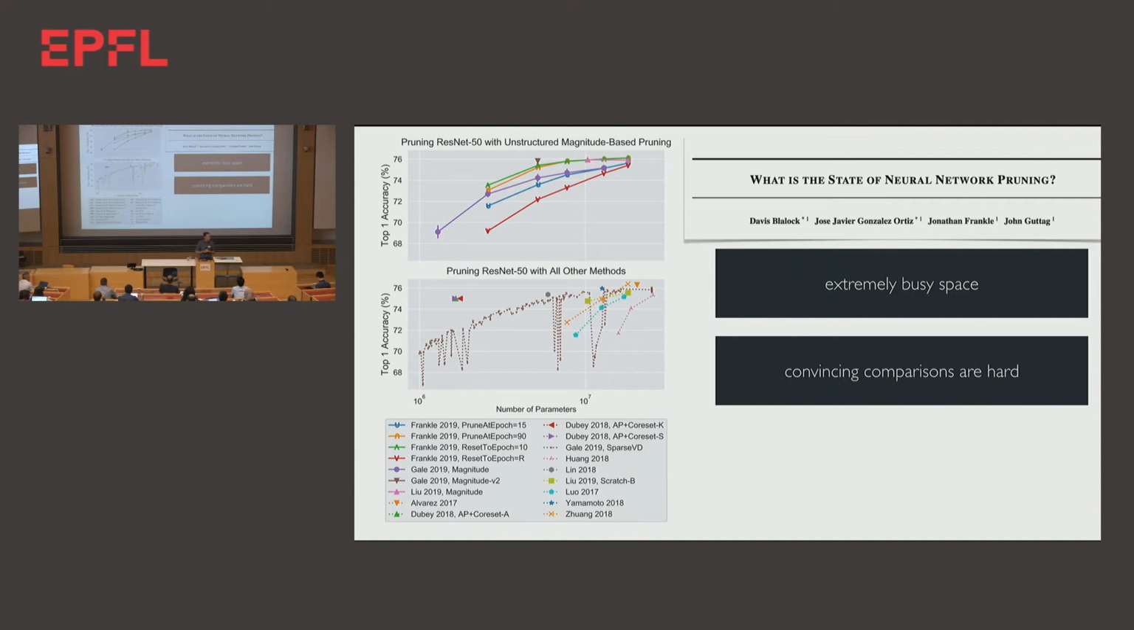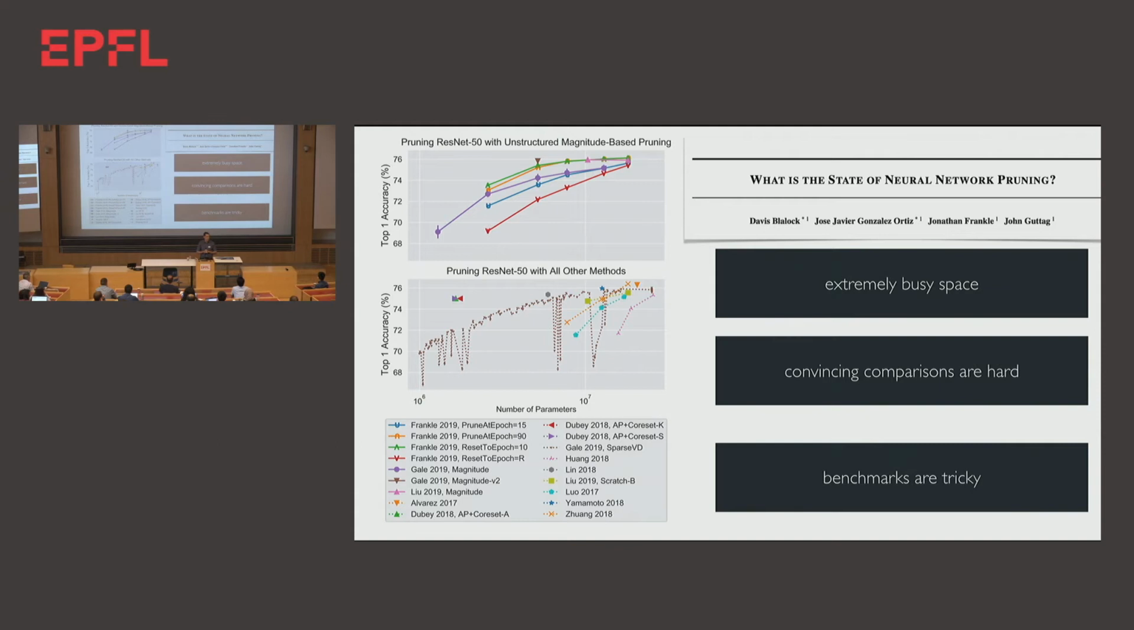Convincing comparisons at this point are tricky, and the benchmarks are tricky, because one group says, here's what happens for CIFAR10 with my neural network, and another group says, here's what happens on Tiny ImageNet with a different neural network. There's no uniform baseline. This paper suggests a set of guidelines on how you would compare your pruning methods. But if you want to take one thing away from the slide, it's that it's a busy space. It's a very busy space.